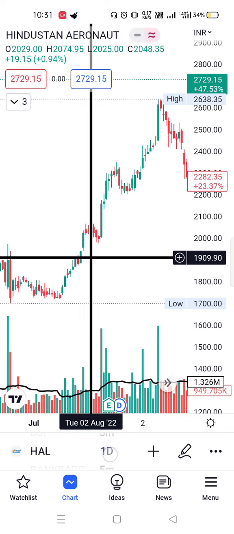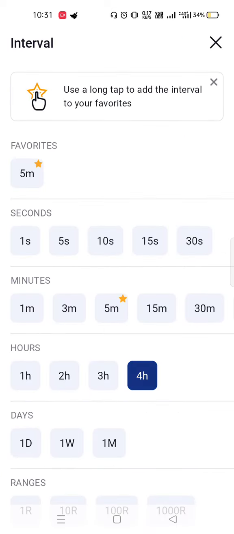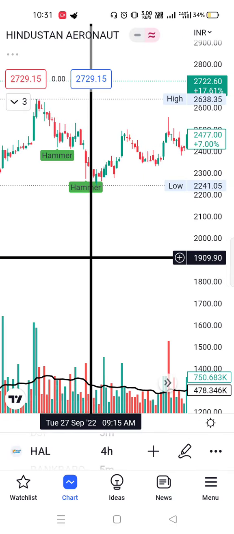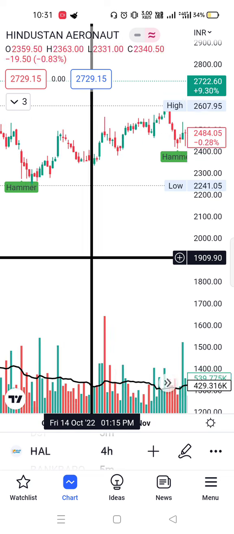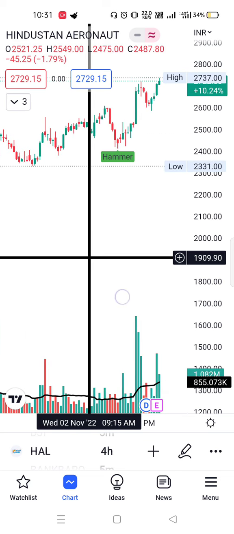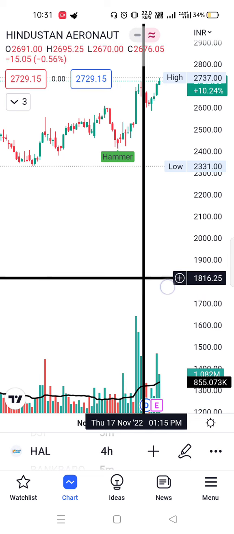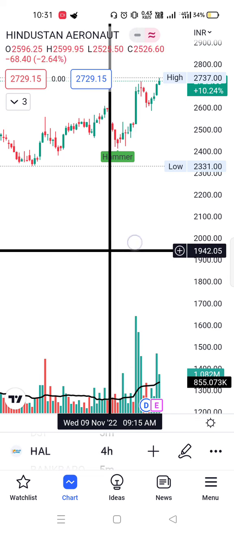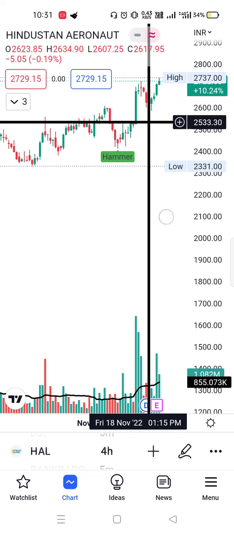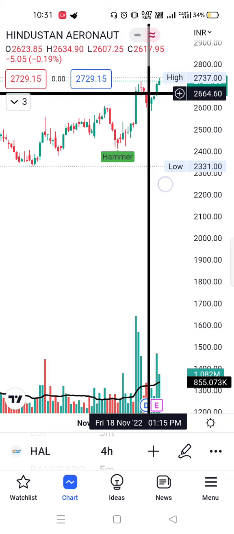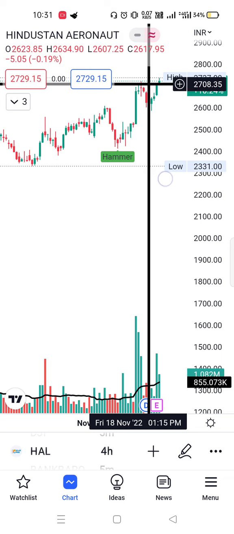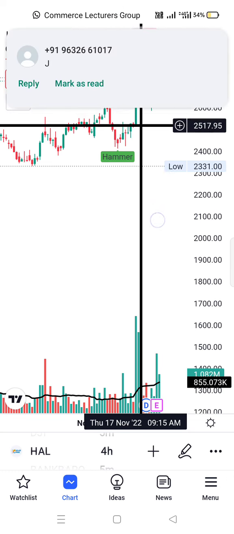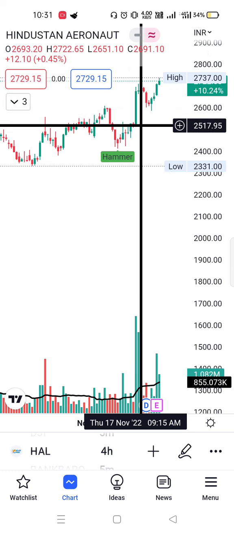We can go for the 4 hours also. You can go for the 4 hours, in order to check the alignment. Listen here, the 4 hour chart also has very good momentum. In the case of 2544, it went up to 2703. Hardly a 10% hike.